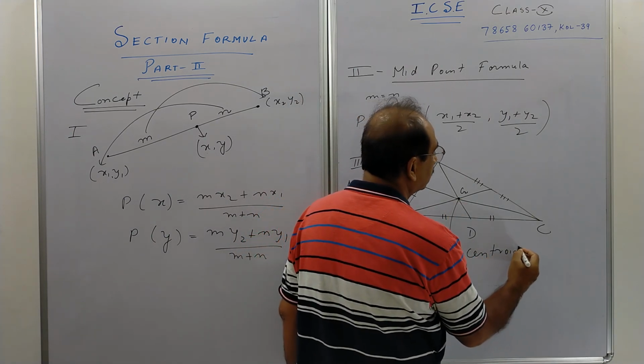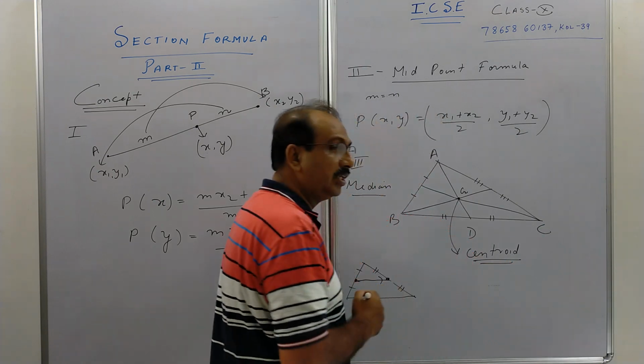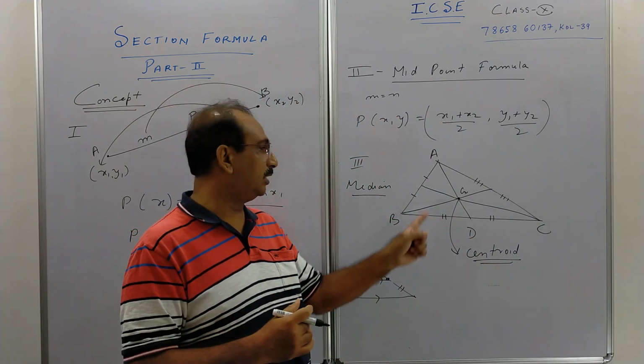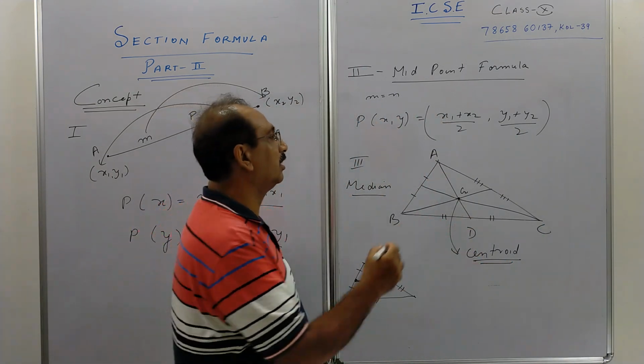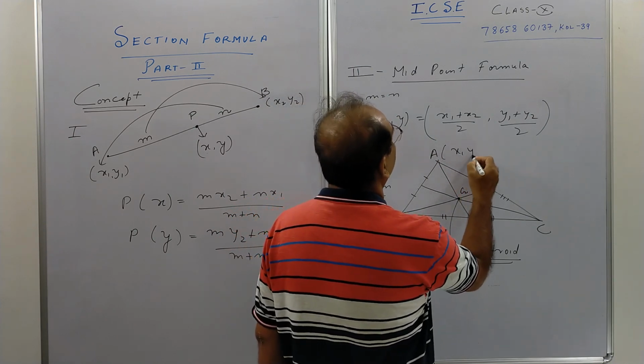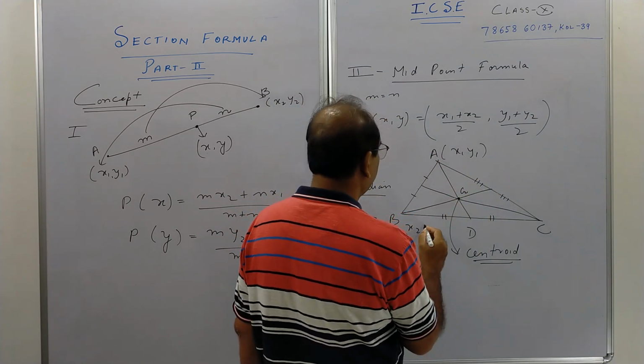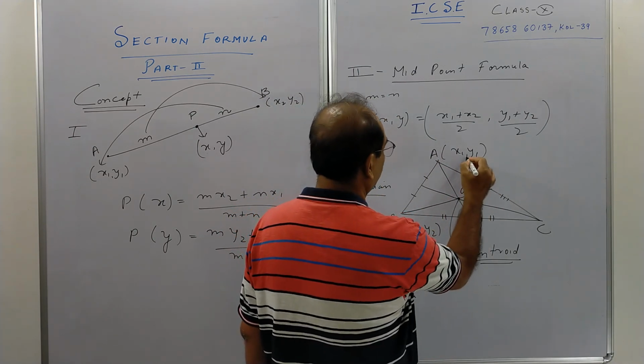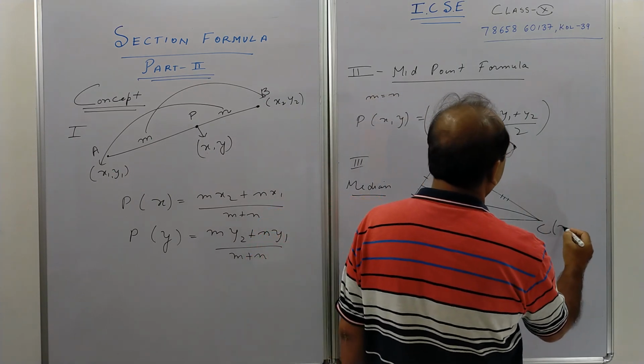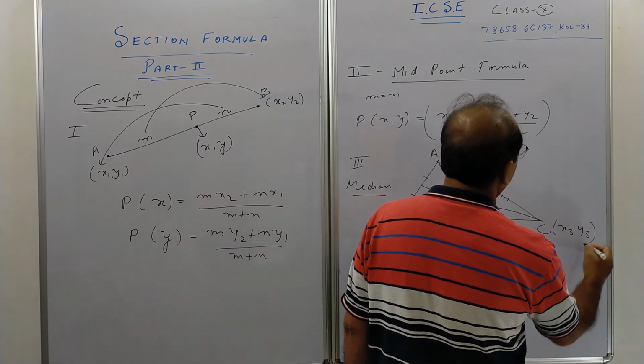So ICSE asks what is the coordinate of the centroid when the three vertices' coordinates are given. Let one vertex be x1, y1, this be x2, y2, and this is x3, y3.